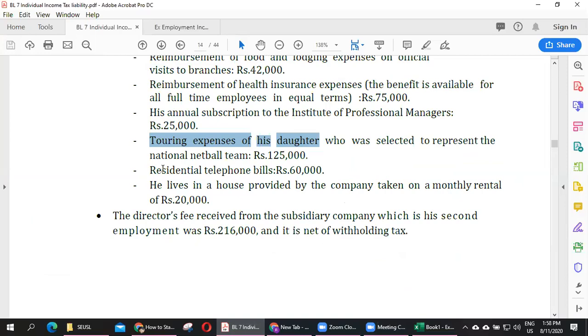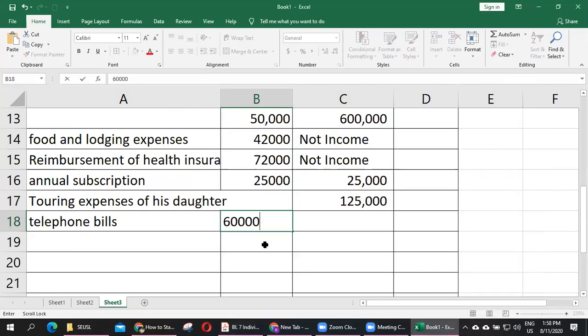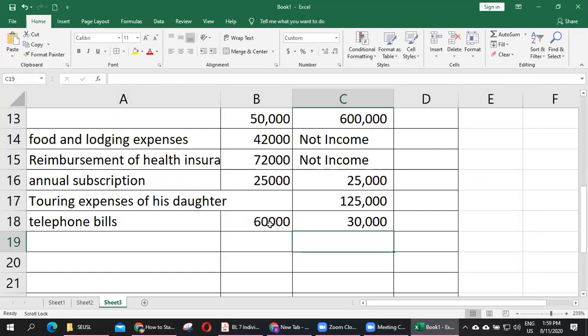And residential telephone bill. Is it income or not? Telephone bill. It's income, right? How much? 60,000. How much do we have to take here? 50% of the telephone bill. Then 50%. It is 30,000, right? It is 30,000.